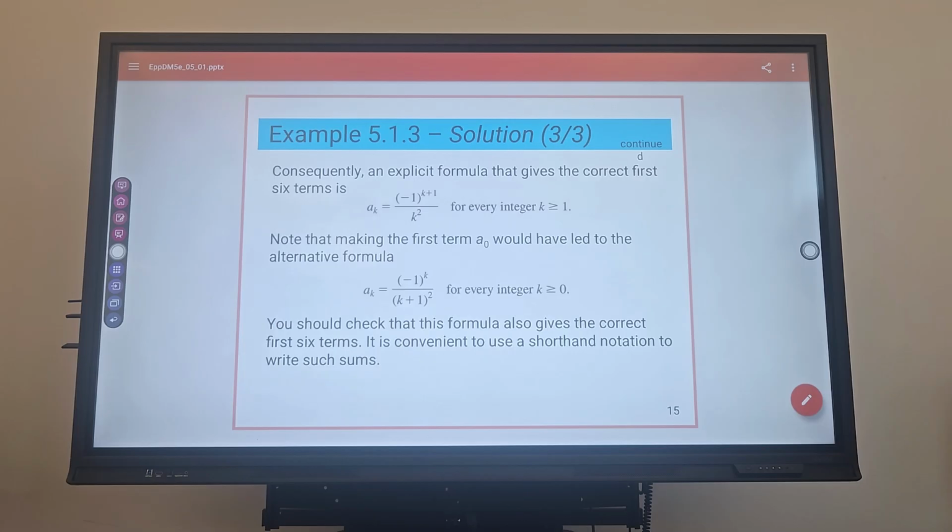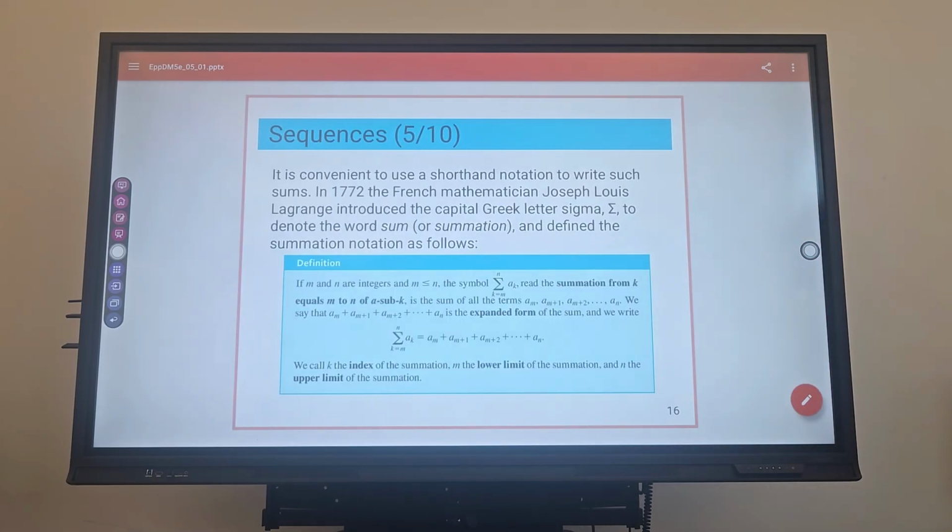It is convenient to use a shorthand notation to write some sums. In 1772, French mathematician Lagrange introduced the capital Greek letter sigma to denote the word sum or summation, and defined the summation notation as follows.